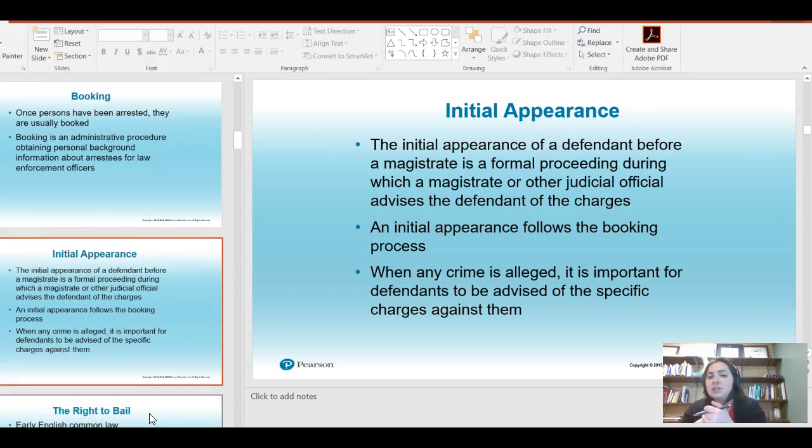After being booked, the defendant will make an initial appearance before a magistrate or another judicial official. They will be advised of the charges against them, and they may even determine bail at this initial hearing. But this usually tends to, depending on where you live, need to occur 24 to 78 hours upon being arrested.